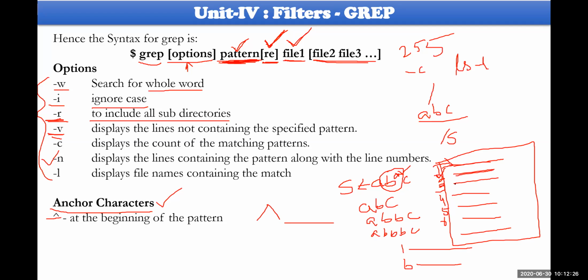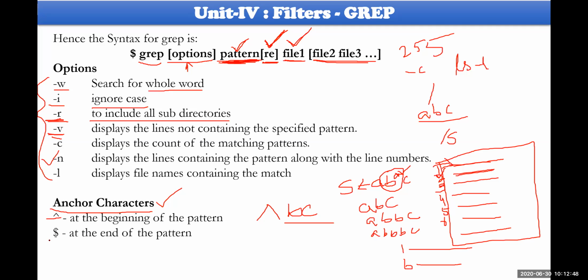Whether in this file, each and every line that starts with the given characters will be displayed. For example, let me say cap BC. I would like to give the pattern as a regular expression, so within a file, any line that starts with BC will be checked and displayed.